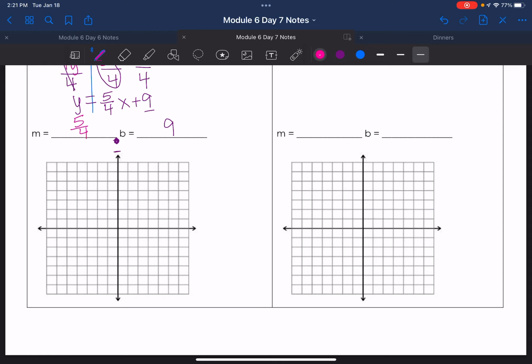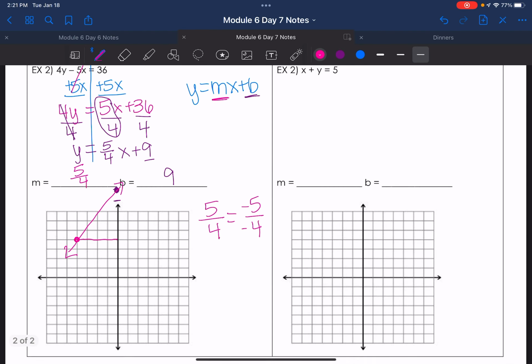So what we're going to have to do instead, 5 over 4 is the same thing as -5 over -4. So we're going to have to go down 5, so down 1, 2, 3, 4, 5, and to the left 4, excuse me. Okay, and you can see here, guys, that it's still creating a positive slope for us. So you need to make sure that you continue to see that it is a positive slope.